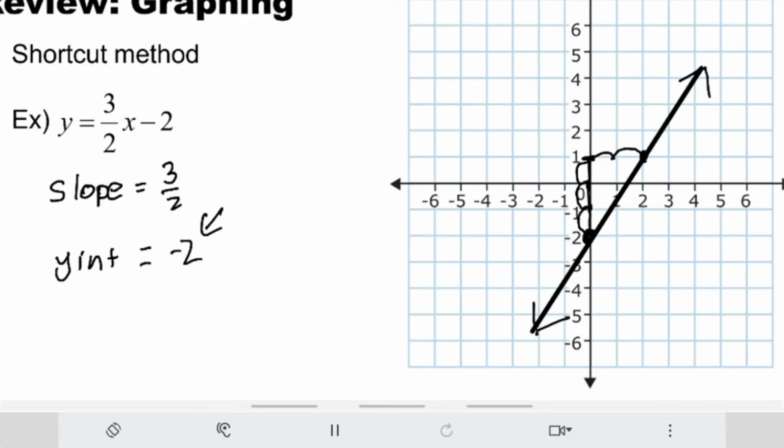Again, your slope tells you how much my y goes up when my x goes to the right this much. Now, if you notice, both of these numbers were positive. If I have a positive number, I go up. If I have a negative number in my numerator, I have to go down. Same with my denominator. If it's positive, I go to the right. Negative, I go to the left.